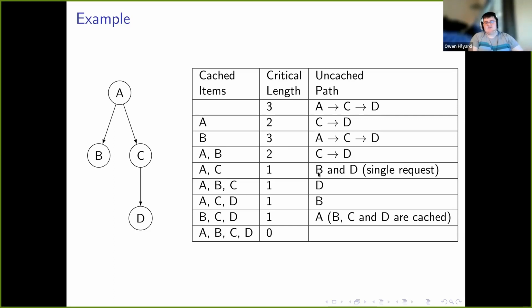Caching A and C, however, you can request B and D in a single request. So this is a good configuration, and adding in B or D doesn't really do much. And if you cache B, C, and D, then you still need to retrieve A, but you can get everything else. And then obviously, if you can cache everything, that's the ideal case, but that's impractical most of the time.